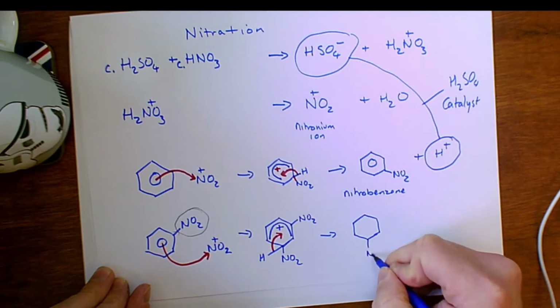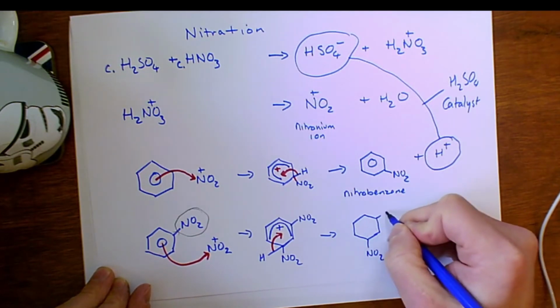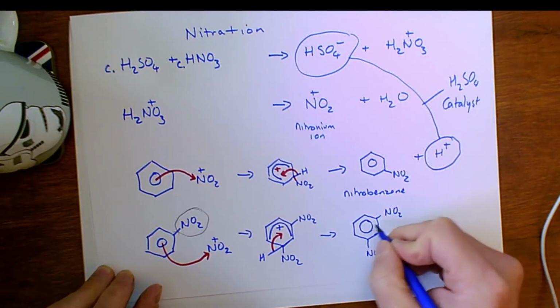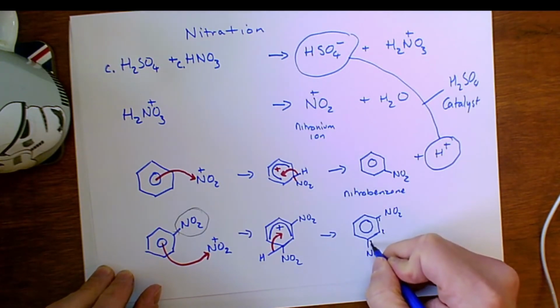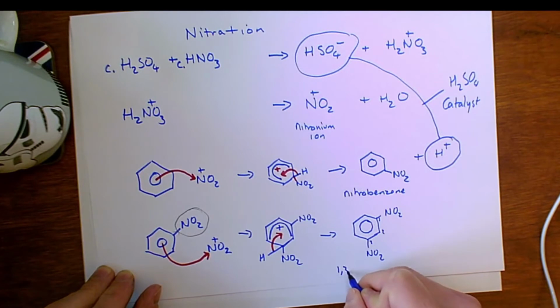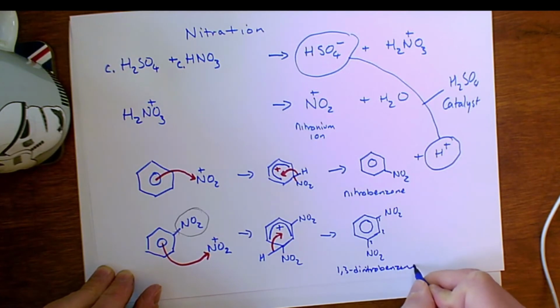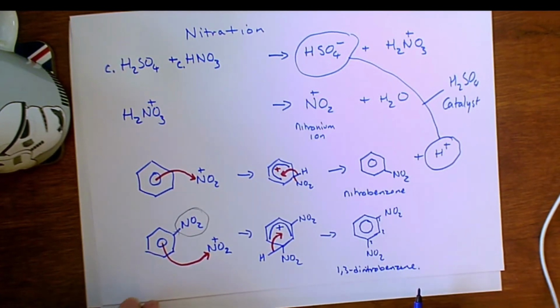So I've got my nitro down here, my nitro over here, and I've got a full ring. So this is going to be number 1, number 2, number 3. So 1, 3, dinitrobenzene. There, done.